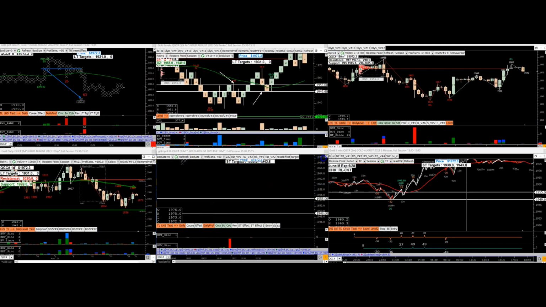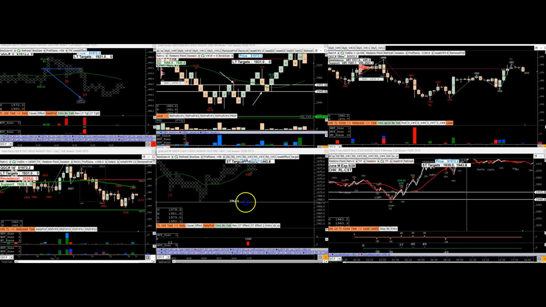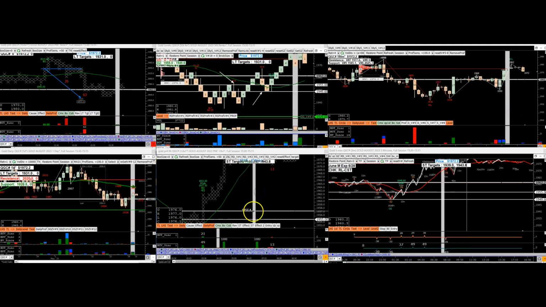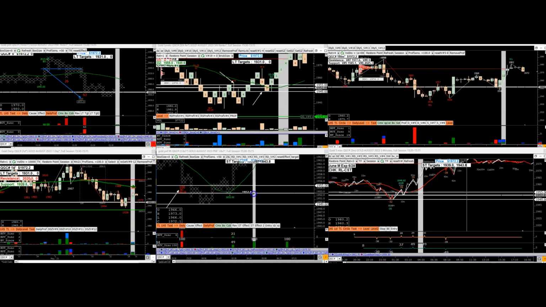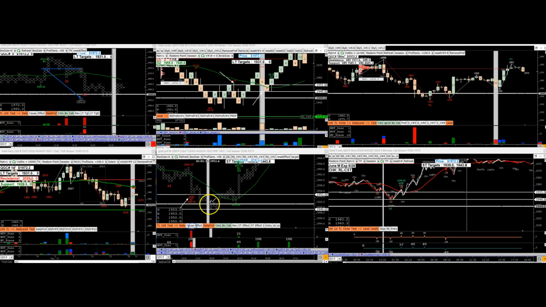Don't mess anything up. That's the problem with indicators. You always mess something up. Anyway, so that's the low, and then once that happens, all you do is just take a count.